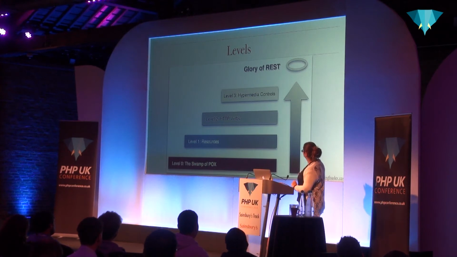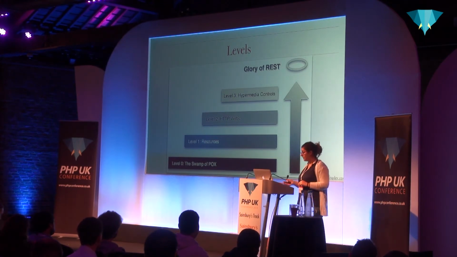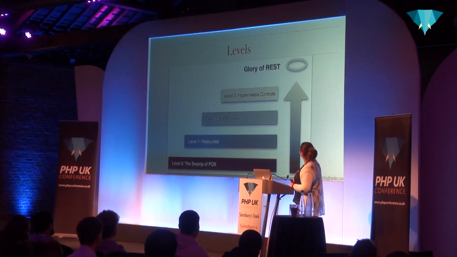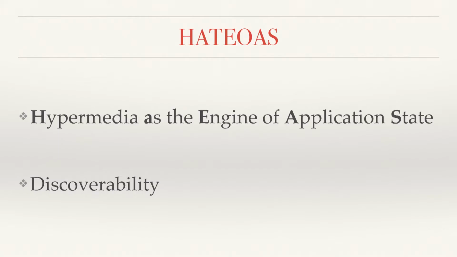When you go on level 2, it's about having several resources, having some methods to identify what you need to do with each of your resources. And level 3, it's the very high level. It's not easy to go on this level, but you are going to see that there is a nice tool to go on level 3. It's about hypermedia. And we know that as HATEOAS.